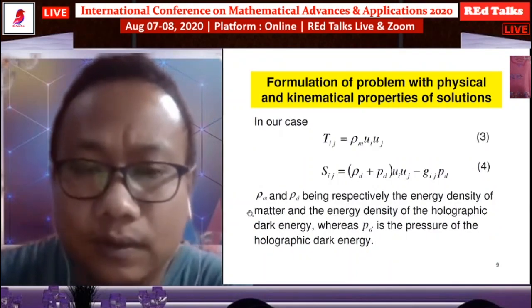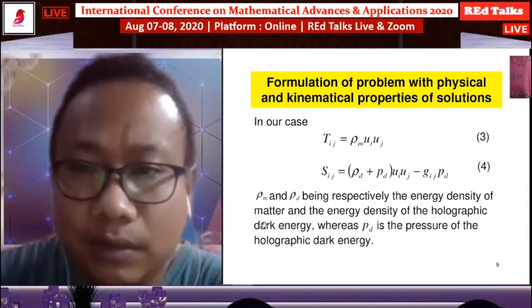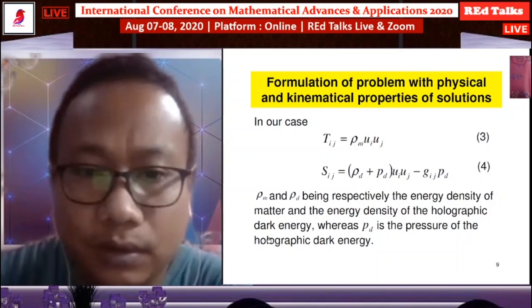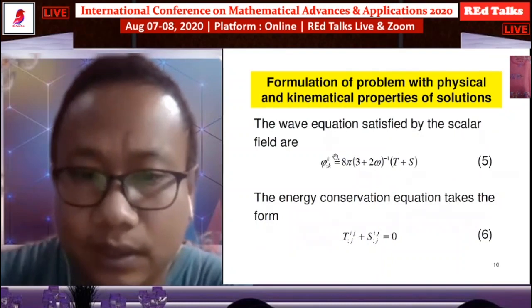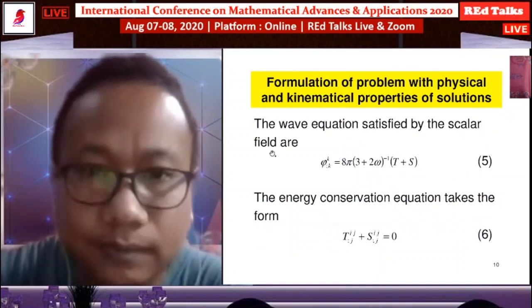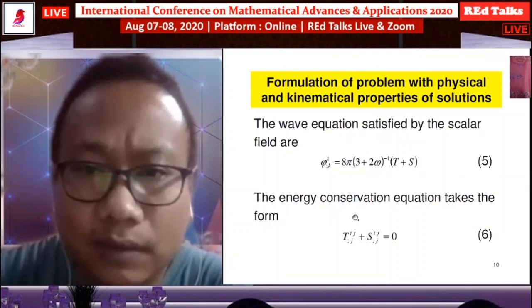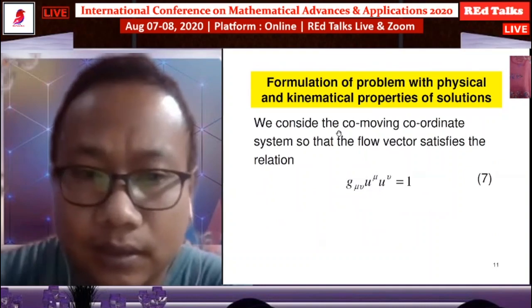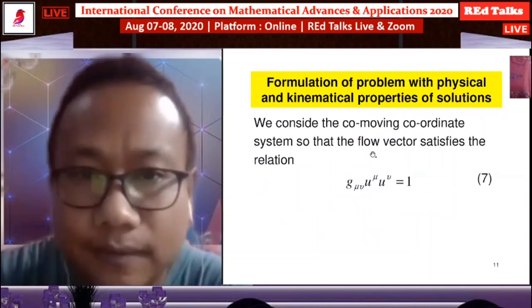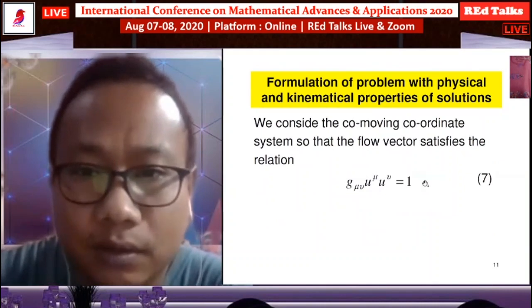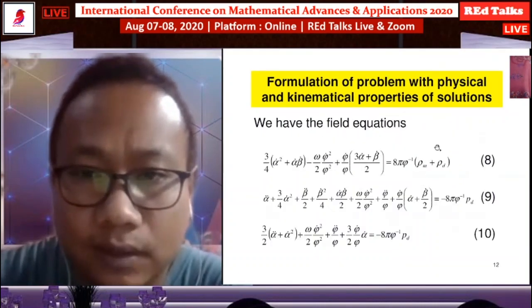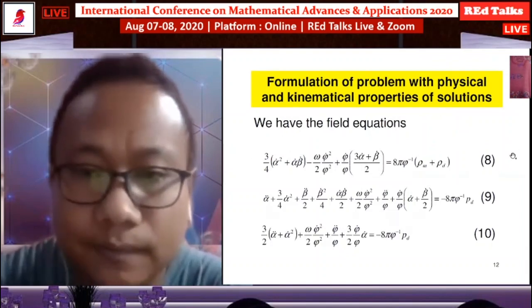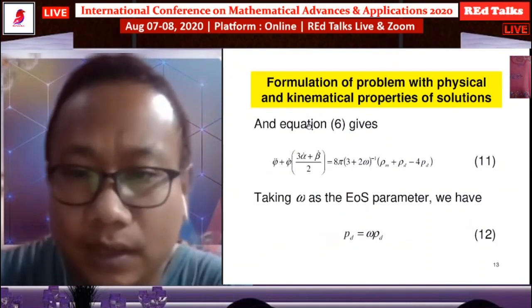In our case, Tij and Sij are defined by equations number 3 and 4, where rho m and rho d are the energy density of matter and the energy density of holographic dark energy, whereas Pd is the pressure of the holographic dark energy. Then the wave equation satisfied by the scalar field phi is given by equation number 5, and the energy conservation equation takes the form given by equation number 6. Next, we consider the co-moving coordinate system so that the flow vector satisfies equation number 7. The surviving field equations are given by equation number 8, equation number 9, and equation number 10.